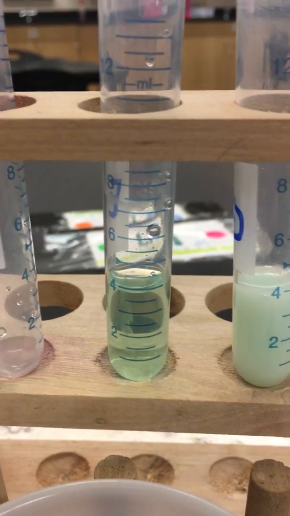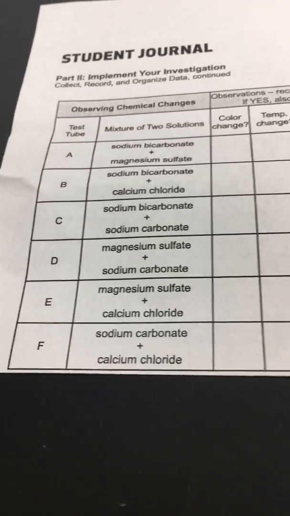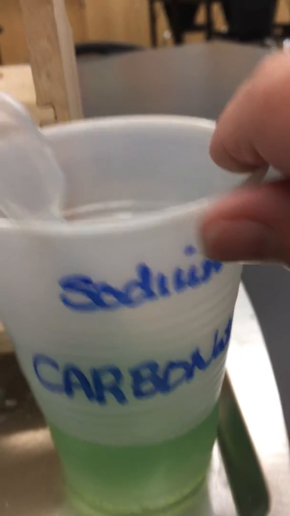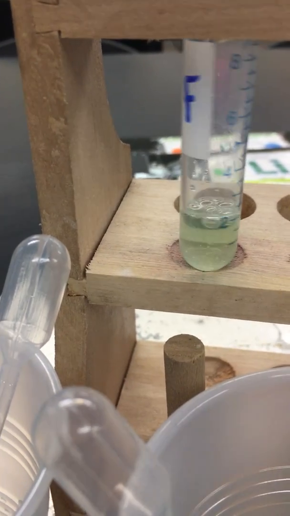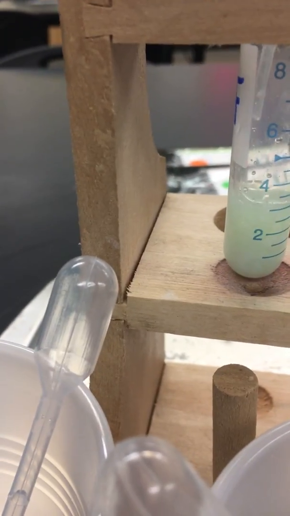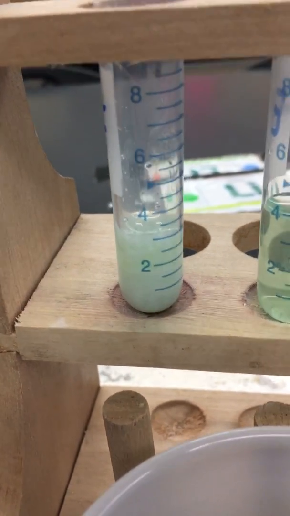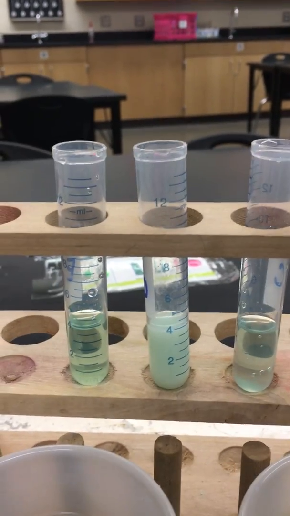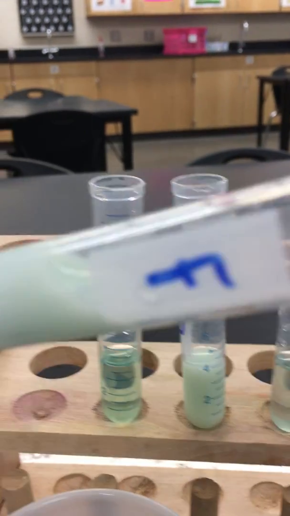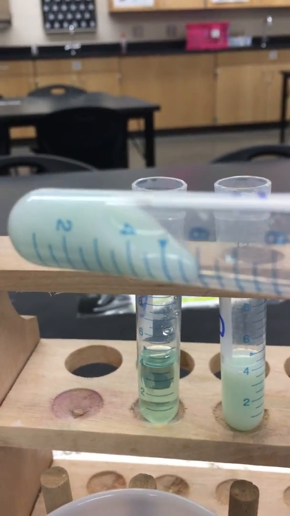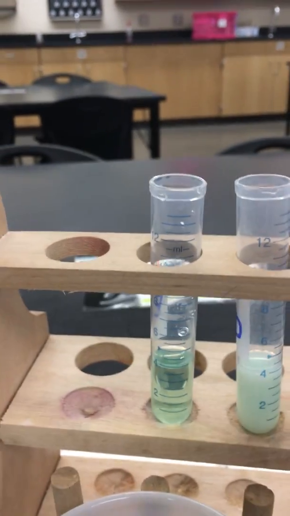Okay, let's do sodium carbonate and calcium chloride. So, sodium carbonate, and calcium chloride. Oh, well, something happened there, didn't it? That one even feels heavier. So I would say yes, a new substance was formed. I would say precipitate. Look at that. When you tip it on its side, it hardly even goes anywhere.